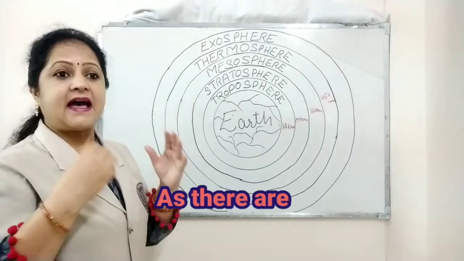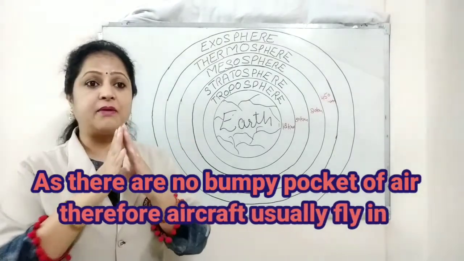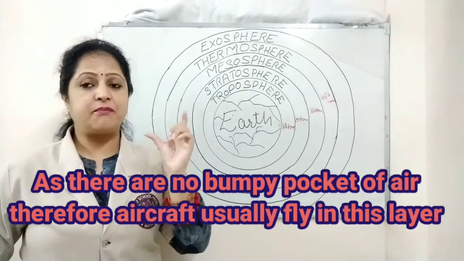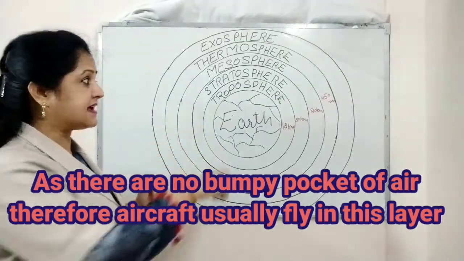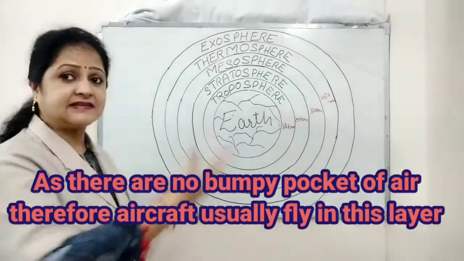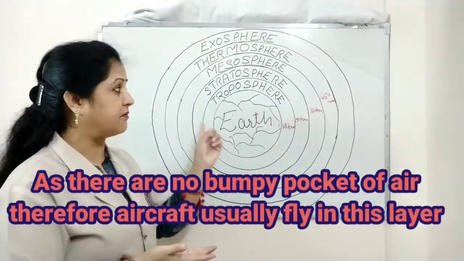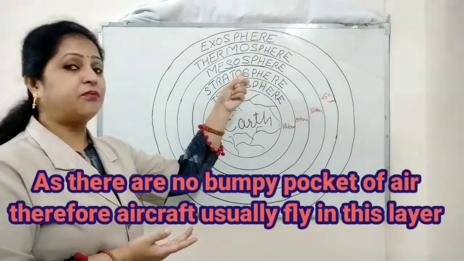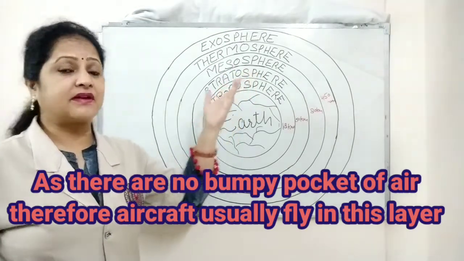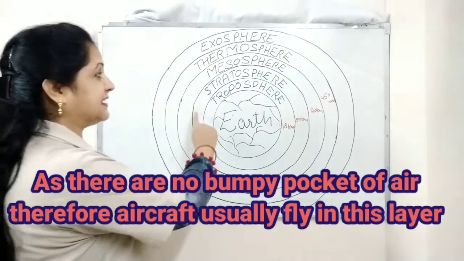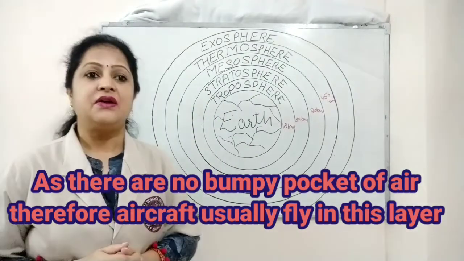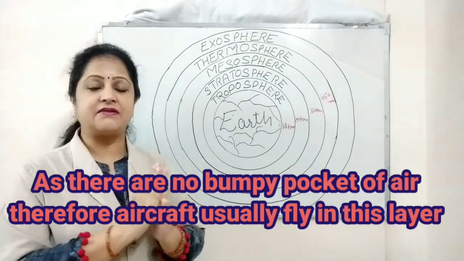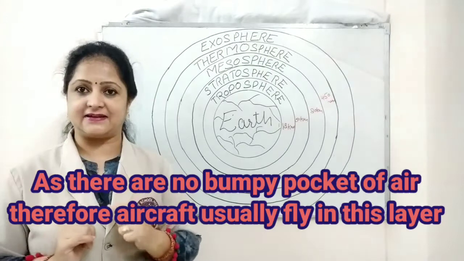And no bumpy pockets of air are found in this layer, as these are found in troposphere. As I told you, all kinds of weather phenomena are present in the troposphere, but here no bumpy air pockets are found. As no bumpy air pockets are found, that's why this layer is suitable for aircrafts to fly. So aircrafts usually fly in this layer.